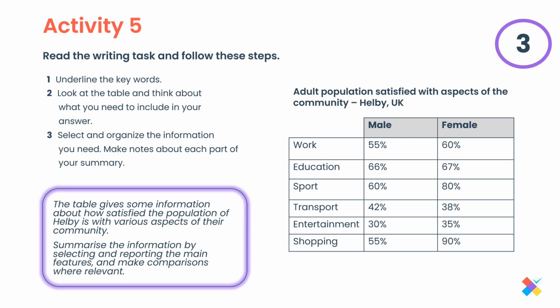So here you have, again, Helby, of course. And we have adult population satisfied with aspects of the community. 3 minutes. Read the writing task and then follow steps 1, 2, and 3. The usual: underline the keywords, identify the main trends, make some notes, and organize the information. You can do it either alone or with somebody else. However, try to stick to 3 minutes.